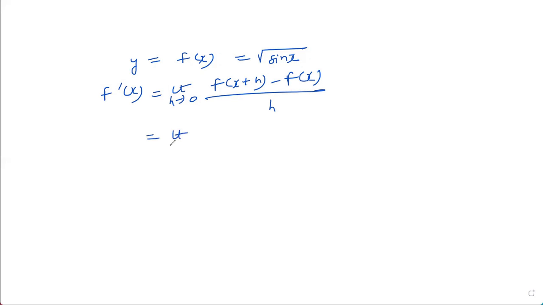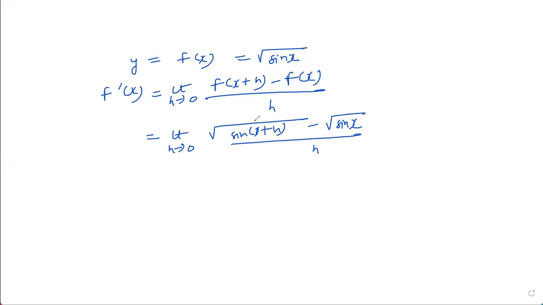What will happen then? In the numerator, it will become square root of sine of x plus h minus square root of sine x, whole divided by h. But since the function is in square root, it will be very difficult for us to simplify further or find the limit. So here we are going to use a bit of a trick. If I want to remove this square root, I'm going to use the concept of rationalization.